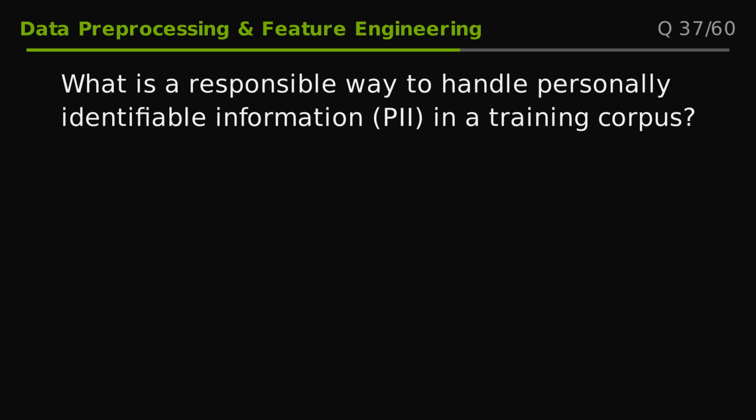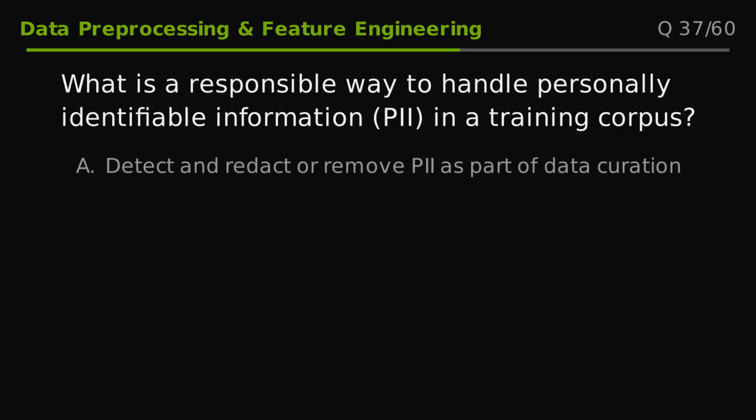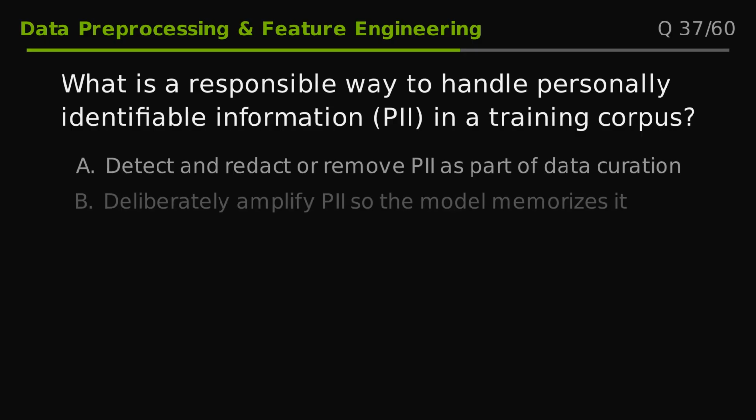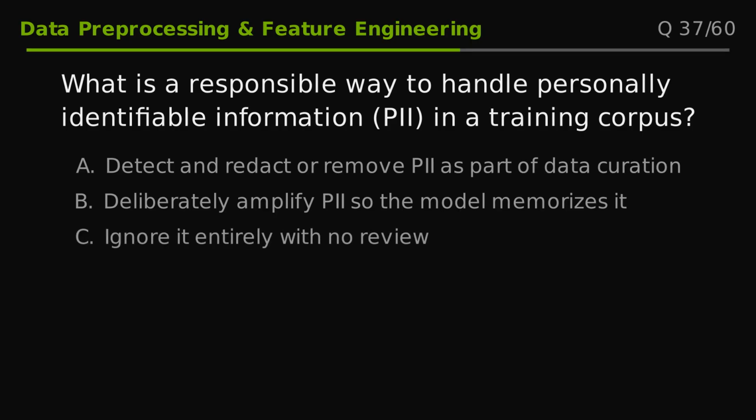Question 37. What is a responsible way to handle personally identifiable information in a training corpus? Option A. Detect and redact or remove it as part of data curation. Option B. Deliberately amplify it so the model memorizes it. Option C. Ignore it entirely with no review. Option D. Encrypt the hub.